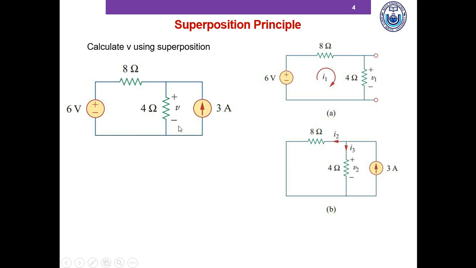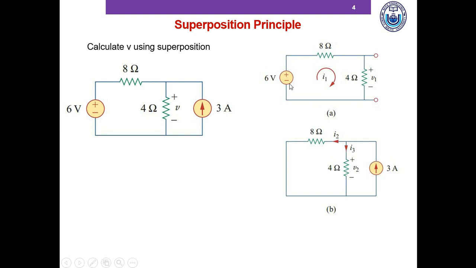So let's say we have to compute this voltage V here across the 4-ohm resistor using superposition. To apply superposition, we first look into the circuit and see how many independent sources there are. There are two independent sources, this one and this one. So first we keep one of the independent sources, let's say this one, on, and all other independent sources off. We only have one other independent source. If we do that, we get the circuit in figure A here.